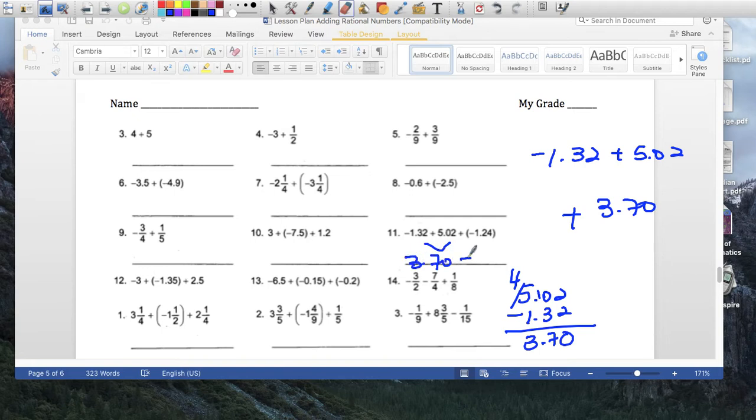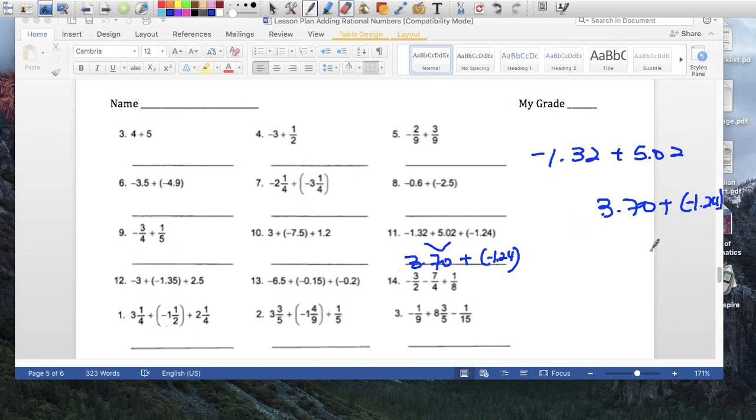right? Which I am now going to add plus negative 1.24, right? So I have positive 3.70 plus negative 1.24. So again, let's talk about the sign first. There's more positive, so my answer is going to be positive. And I need to find the difference between these two. So it's 3.70 minus 1.24.